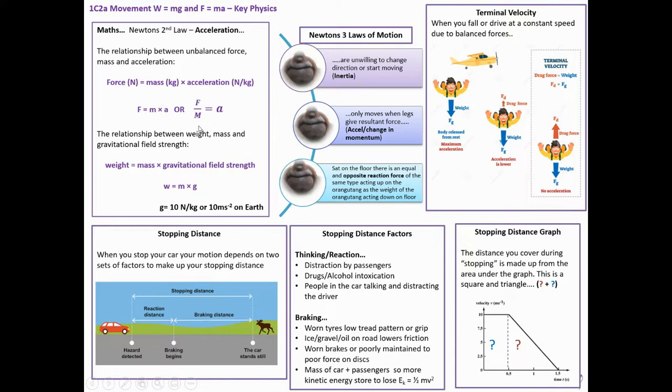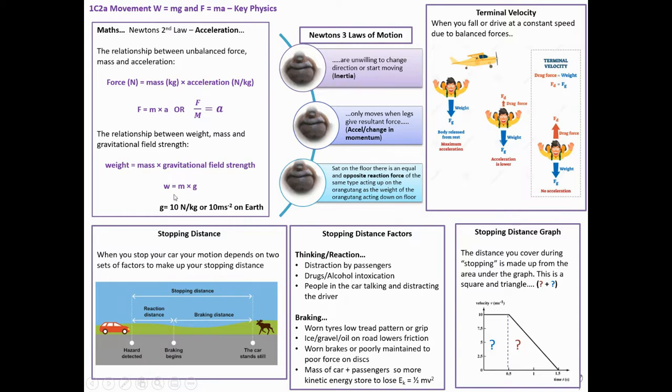So newtons per kilogram equals a measure of your acceleration. So how fast are you changing your motion? There's also the relationship between weight, mass and gravitational field strength, which is basically the same, isn't it? But it's operating downwards towards Earth, which is when we use this terminal velocity idea.